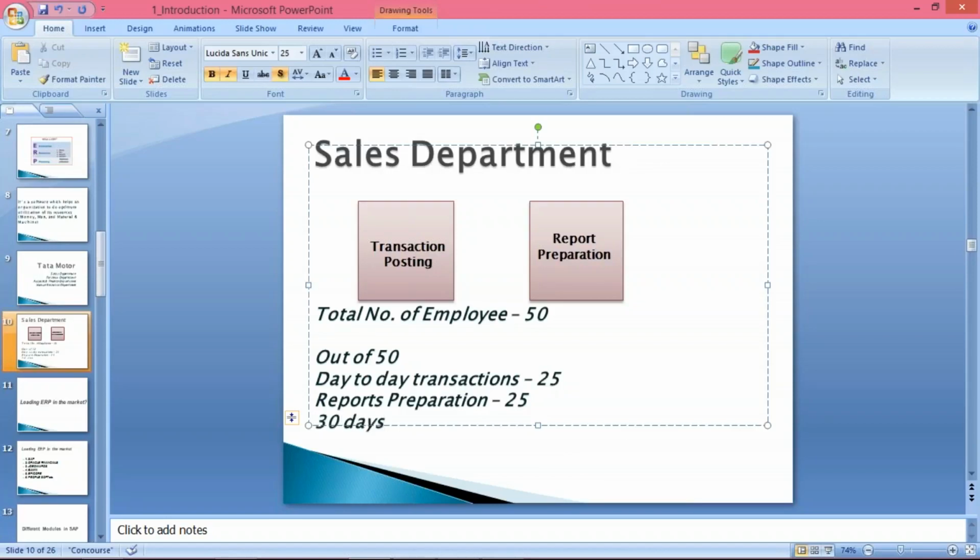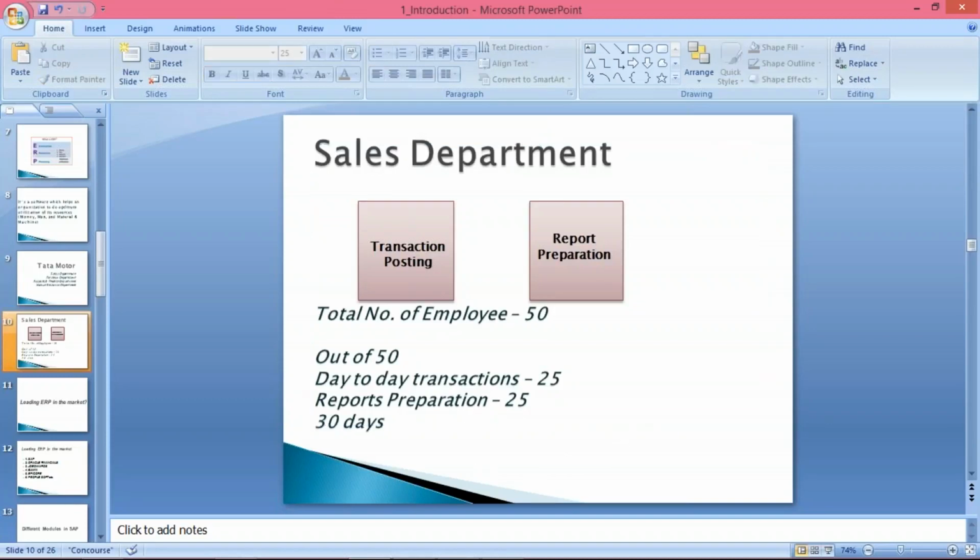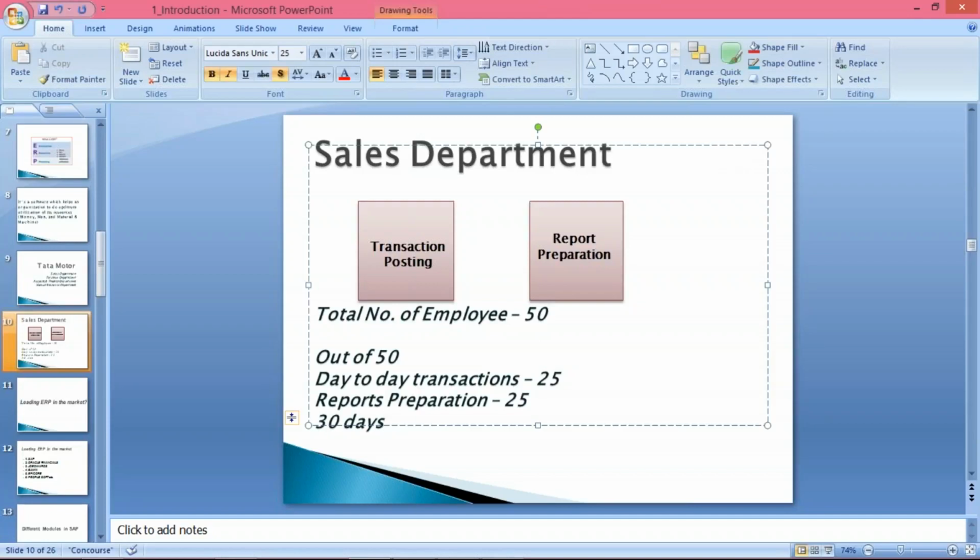90% of the customers are going to make payment in 30 days. 10% of the customers will be unable to make payment even after crossing these 30 days. For this we are going to prepare a customer aging report, meaning how many customers there are who have not made payment even after crossing these 30 days, and how many have crossed the 30 days.